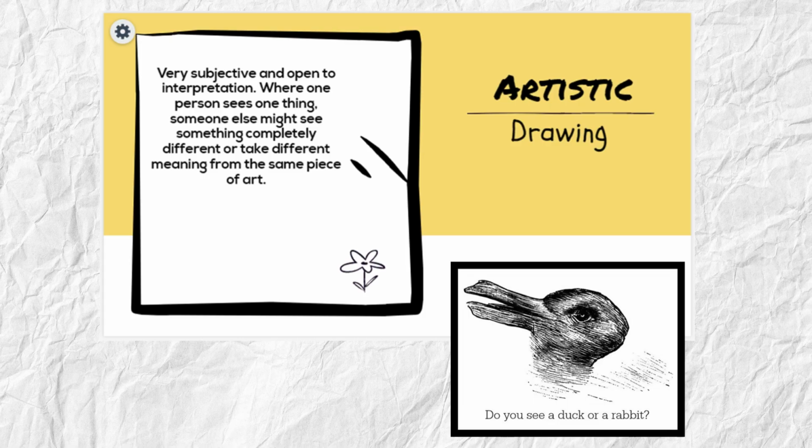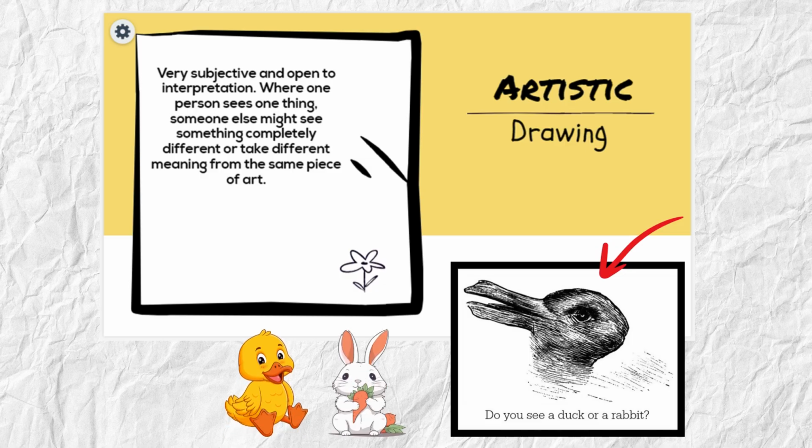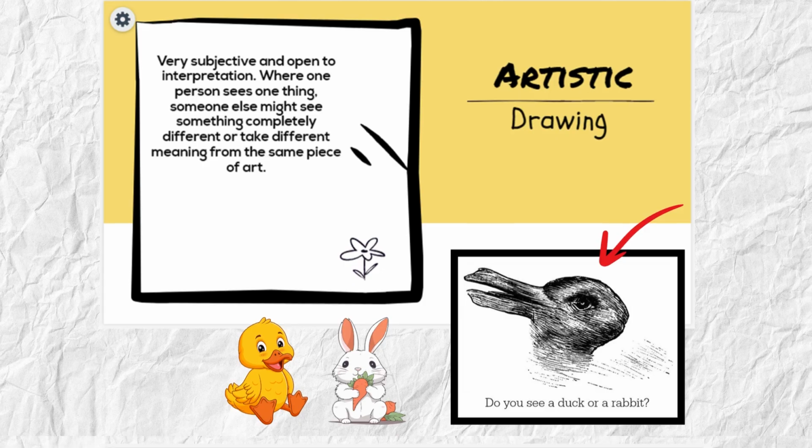For example, take a look at this picture. Do you see a duck or a rabbit? At first glance, I saw a duck. But some of you might immediately see a rabbit instead. So who's right? The truth is, nobody is right, and nobody is wrong, because the image itself is ambiguous. It's a great example of how artistic drawings can be interpreted in different ways depending on the viewer's perspective.